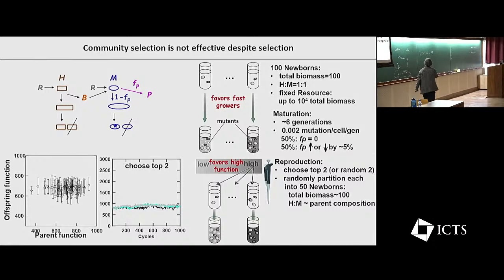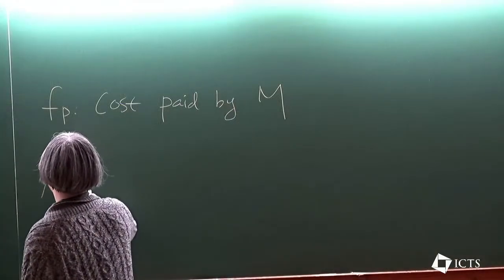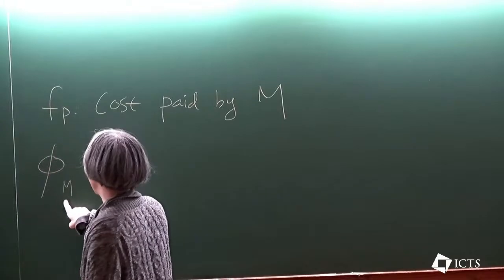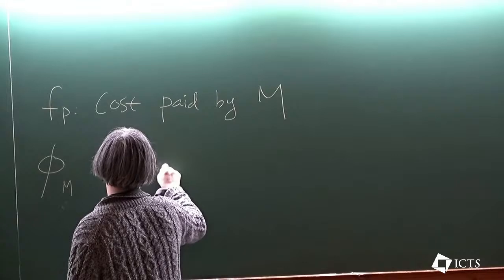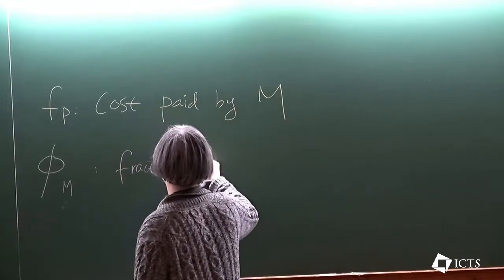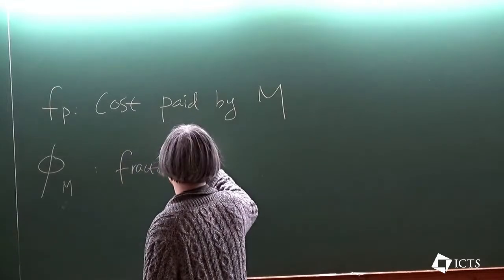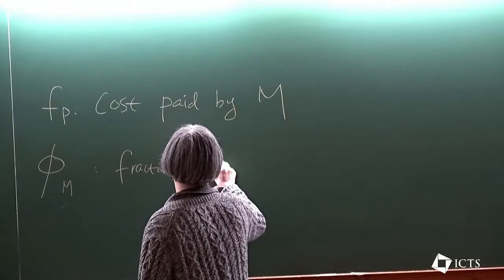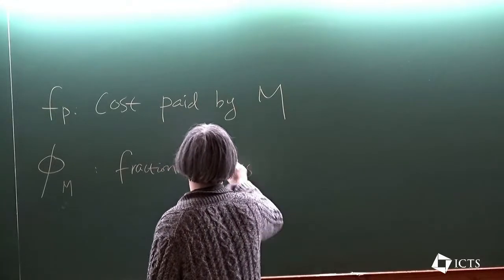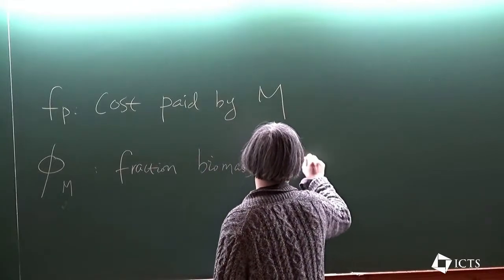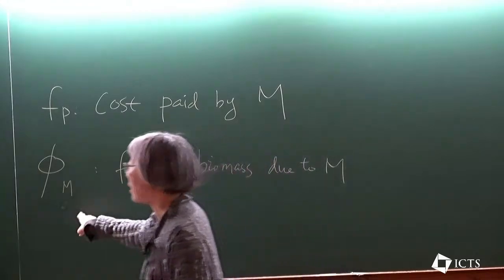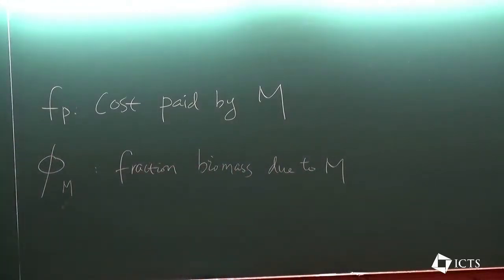So we call this phi. Phi is the fraction of biomass from the manufacturer M, so it's phi M. So these are the two variables, with low heritability.